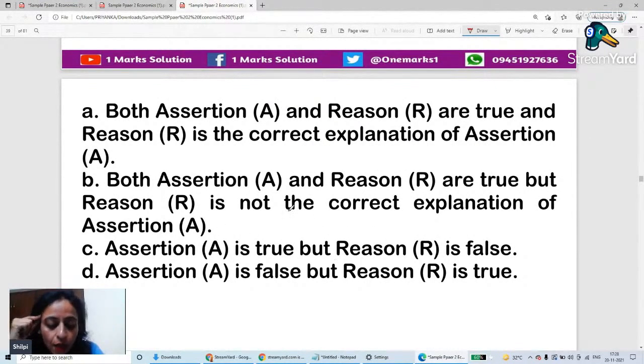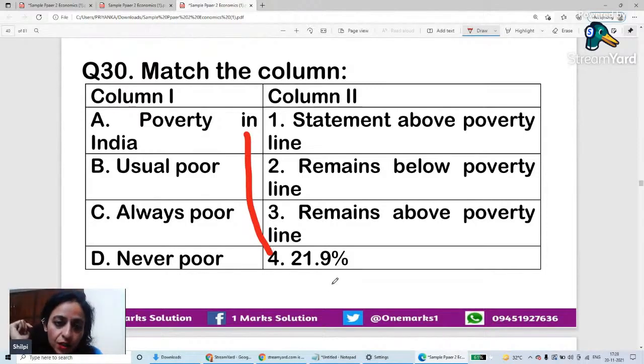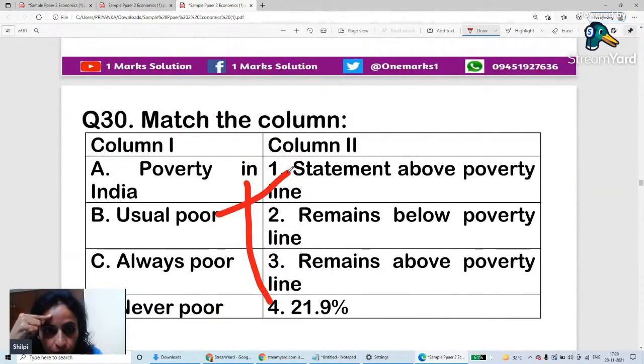Now next, question number 30. Match the column. Again, you have to match all the columns in this question. See column number 1. Column number 1 is having poverty in India, which is related to, see how much poverty in India is there. Still we have 21.9%. So option A will go with the fourth one. Usual poors. Now these are the simple definitions given. Who are the usual poors? The usual poors are the poor which state above the poverty line. Always poor, which always remain below the poverty line. Never poor, which never come below the poverty line. So we'll go for option A, where we will match A to 4, B to 1, C to 2, and D to 3.